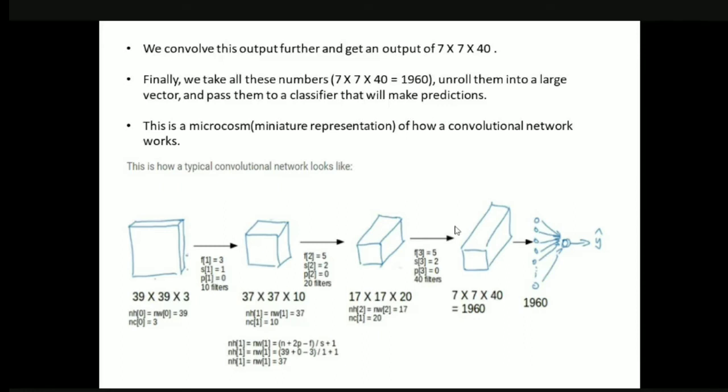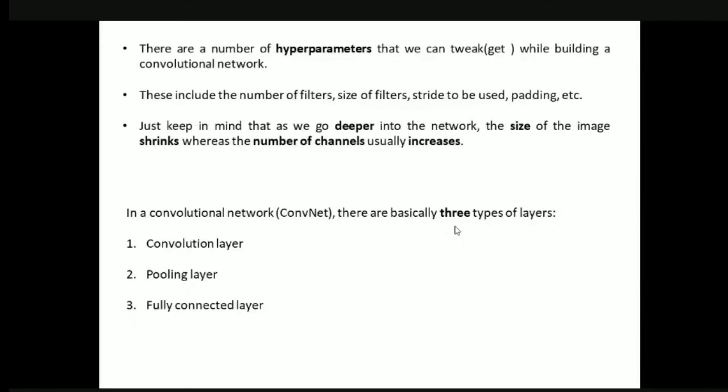Okay, next. Here we have to discuss some parameters called hyperparameters. While we are building a neural network, there are a number of hyperparameters which we will get. These hyperparameters are the total number of filters, the size of the filter, the stride which we are going to use, the padding which we are applying to the image, etc. So these are all the hyperparameters.